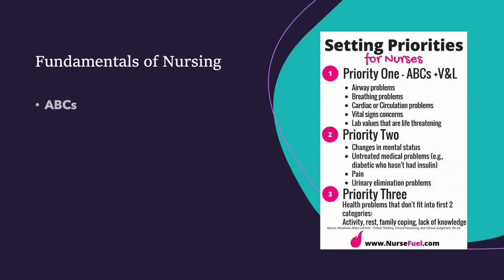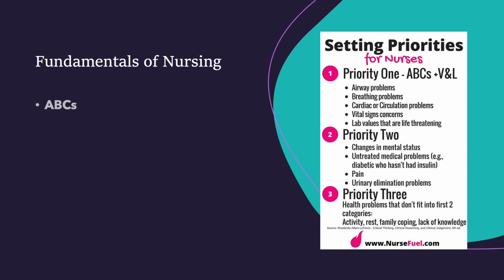So we all heard of ABCs, right? Airway, breathing, and circulation. We all heard of that. But do you guys know that airway and breathing is not always going to be an answer choice? If it is an answer choice, you already know what to do. But I love this chart right here when it says priority one, meaning this is most important. Airway, breathing, cardiac or circulatory problems, right? And then you have your vital signs concerns, and then you have your lab values that are life threatening, right? Those are things that are priority.